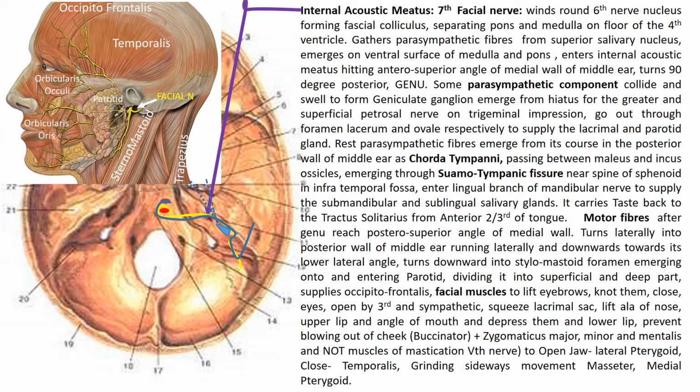The lesser superficial petrosal passes into the foramen ovale, accompanied by the mandibular nerve, joins it, goes into its posterior division, then the auriculotemporal nerve, and supplies the parotid gland.